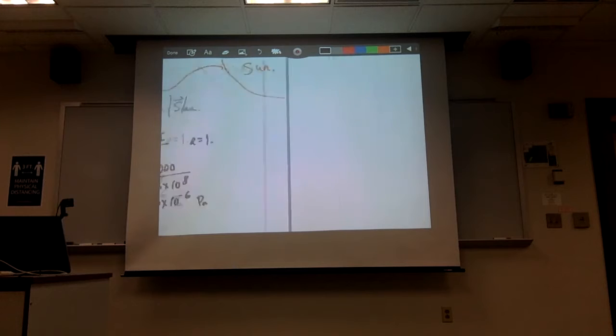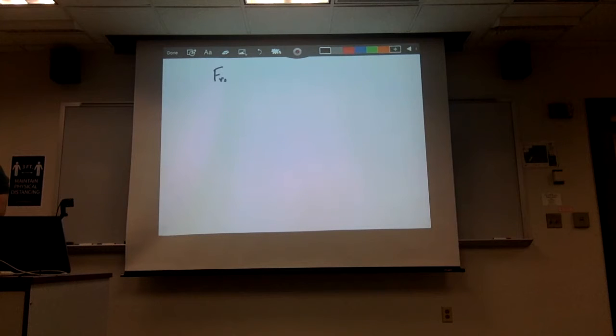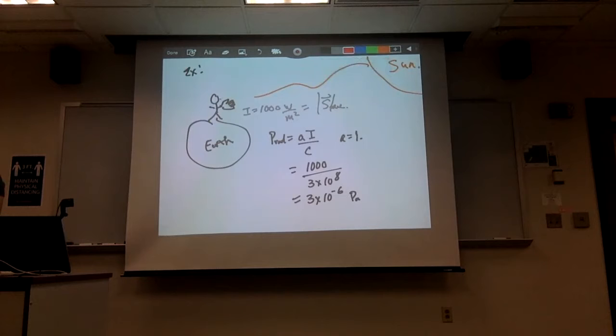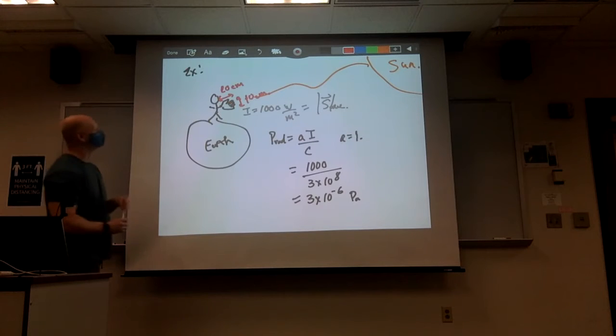What's the force then? I want to know what's the radiated force. Well, we know the radiated force is going to be equal to the radiated pressure times the area. So I need to know the area of my hand. So let's estimate. Let's say my hand is, I don't know, 20 centimeters long and 10 centimeters wide. Just for fun. So we can say my hand is a rectangle.